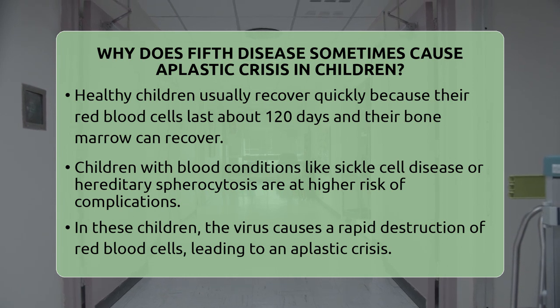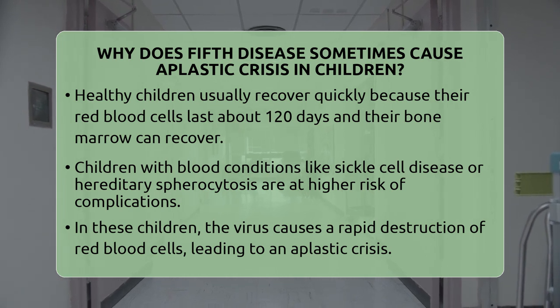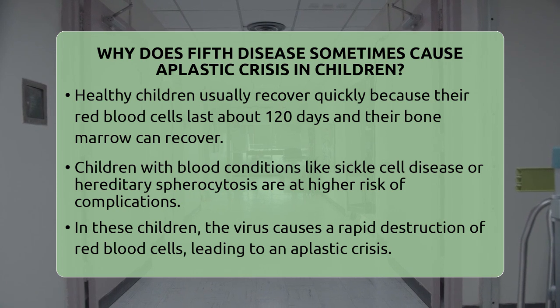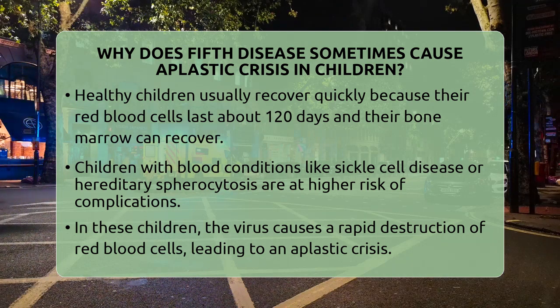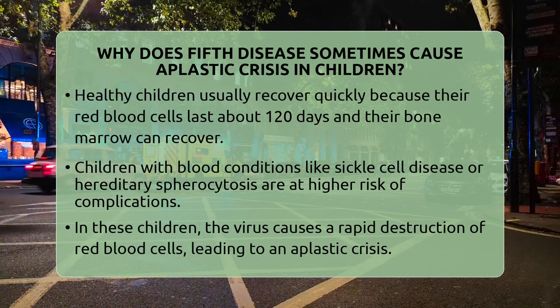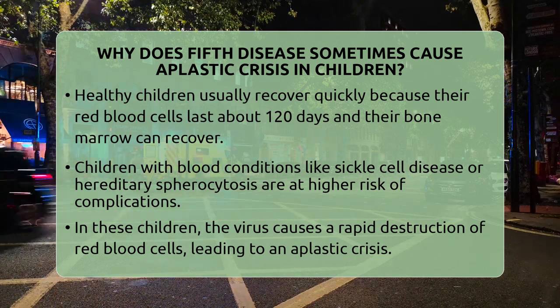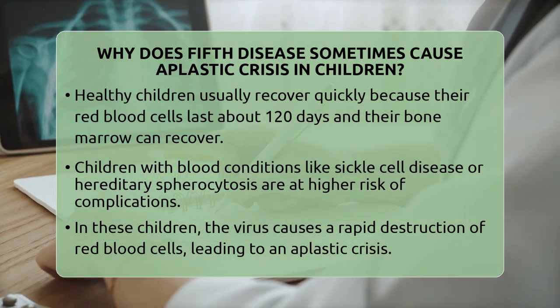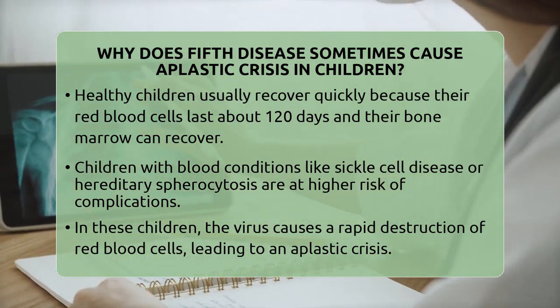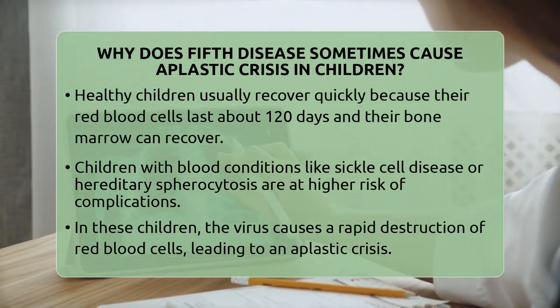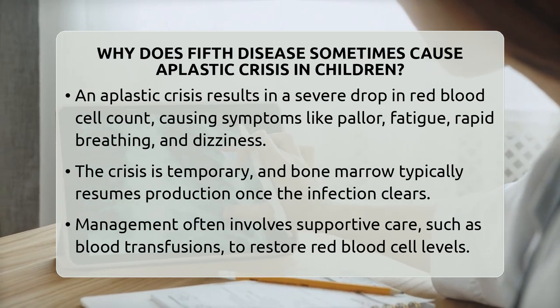But in children with certain blood conditions, like sickle cell disease or hereditary spherocytosis, red blood cells are destroyed faster than normal. When the virus stops the production of new red blood cells in these children, it creates a critical imbalance. Their bodies can't replace the red blood cells lost, leading to a severe drop in red blood cell count, known as an aplastic crisis. This crisis is usually temporary because once the infection is gone, the bone marrow resumes its work.